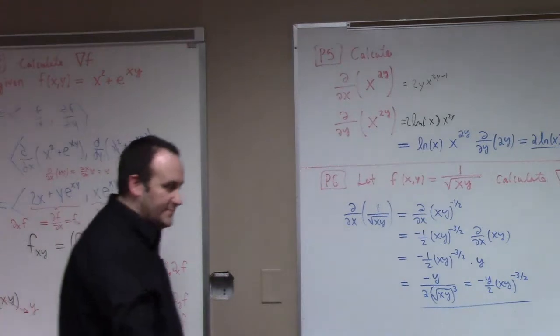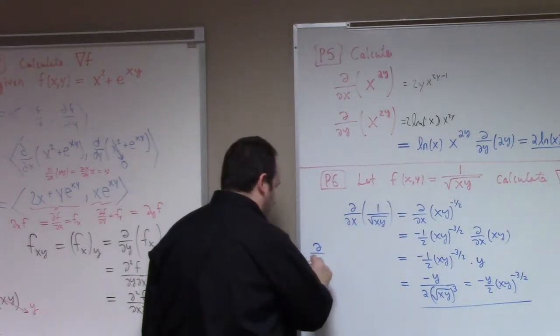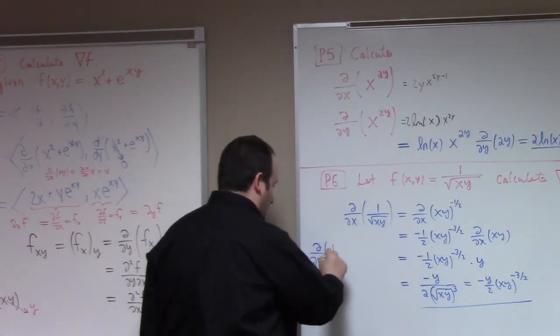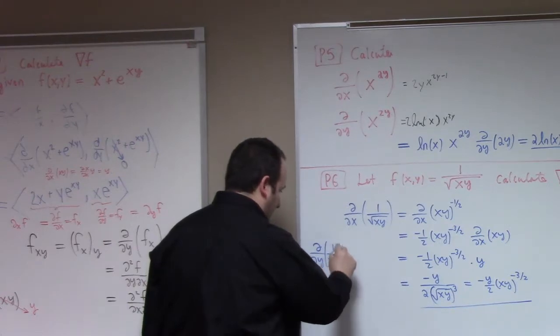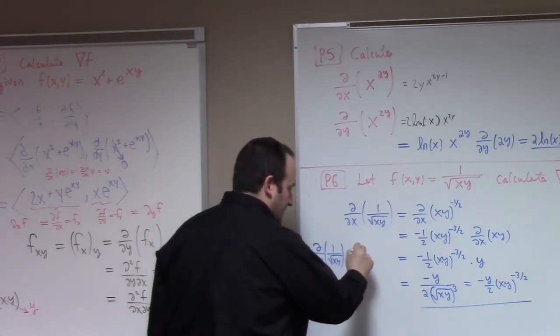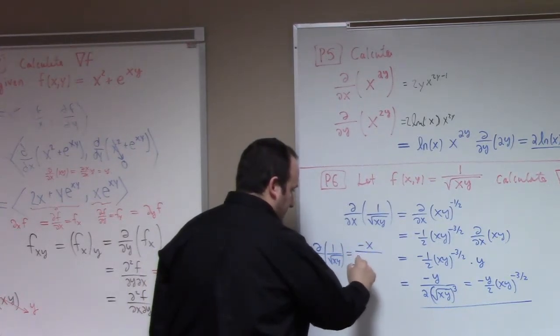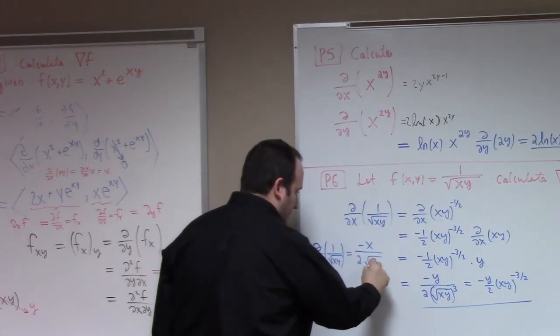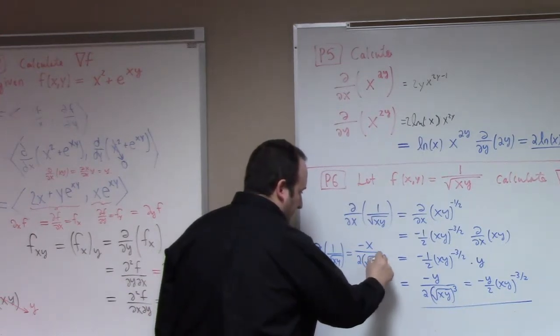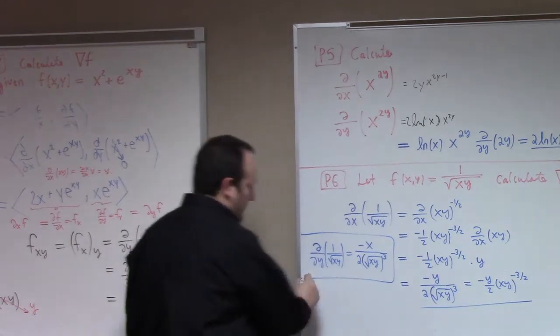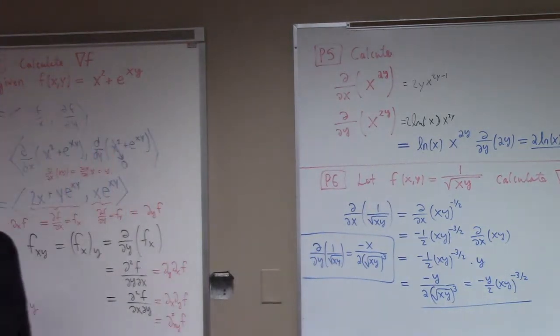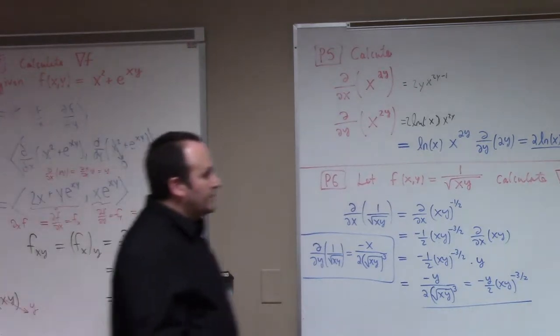By symmetry, can you tell me what's partial y? Yeah, negative x over 2 times the square root of xy cubed. Yep. So we just interchange the role of x and y. The calculation is otherwise the same. All right, problem 7.